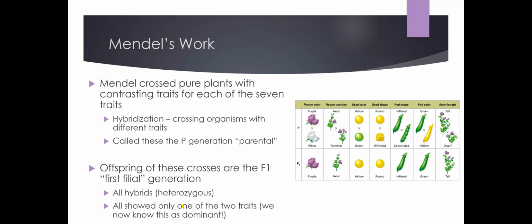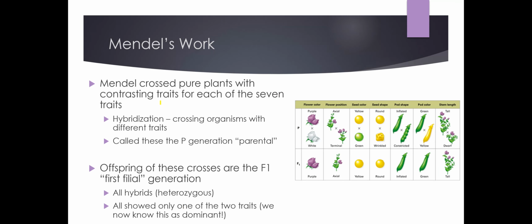And this is what we would call the P generation, these original plants, okay, the purple and white, the yellow and green, these were our P generation. And so this process is called hybridization, because anytime you cross organisms with different traits, we call that hybridization. And so the babies that resulted from this cross are known as the F1 generation. And so all of these are going to be hybrids. You cross 2 purebreds, all of the babies are going to be hybrids, which is what we call heterozygous.